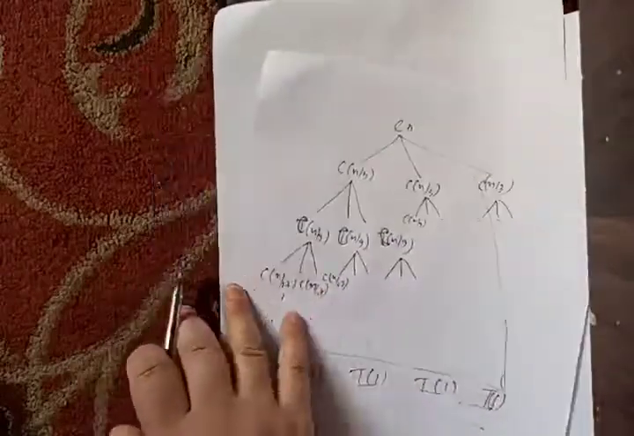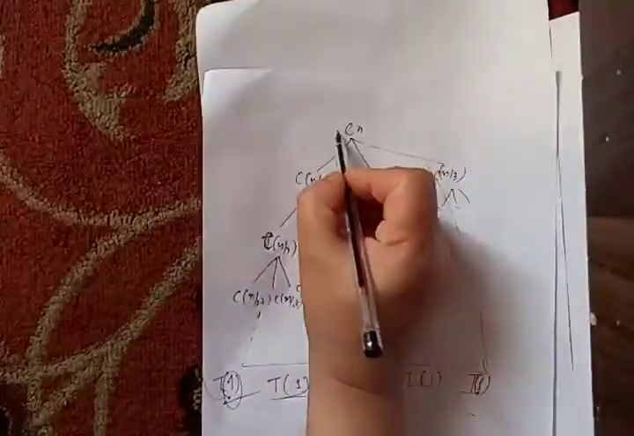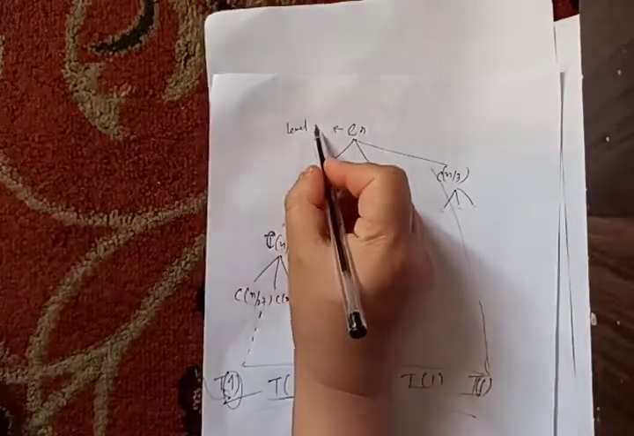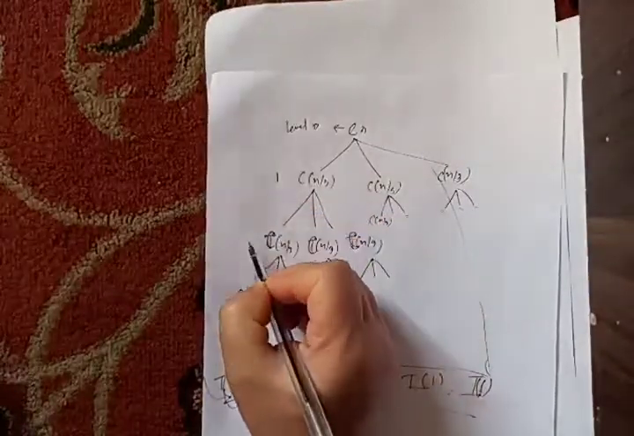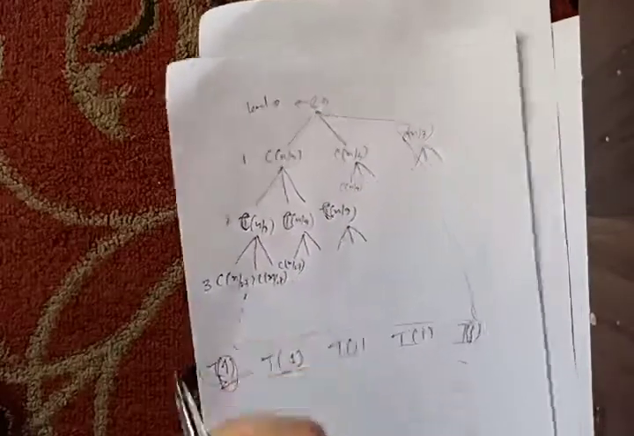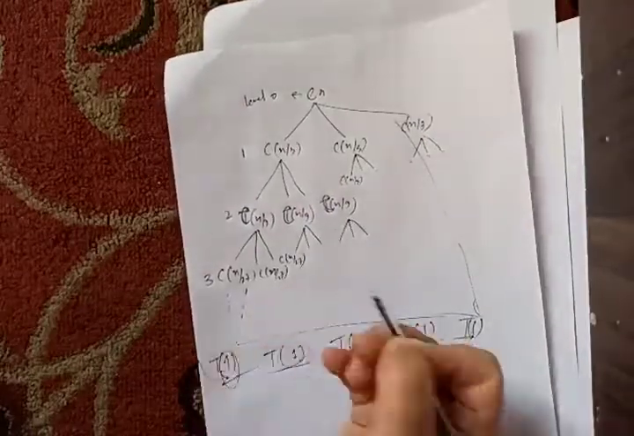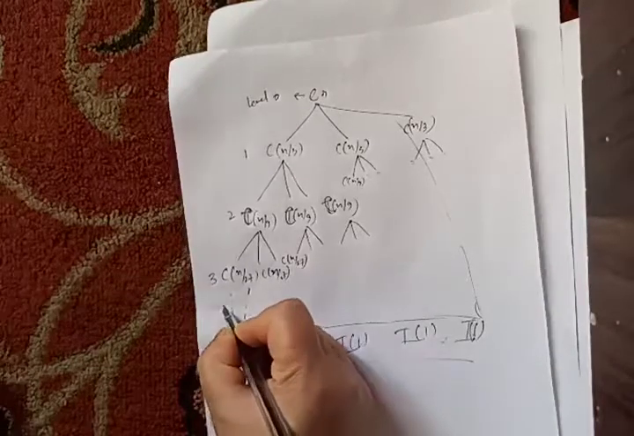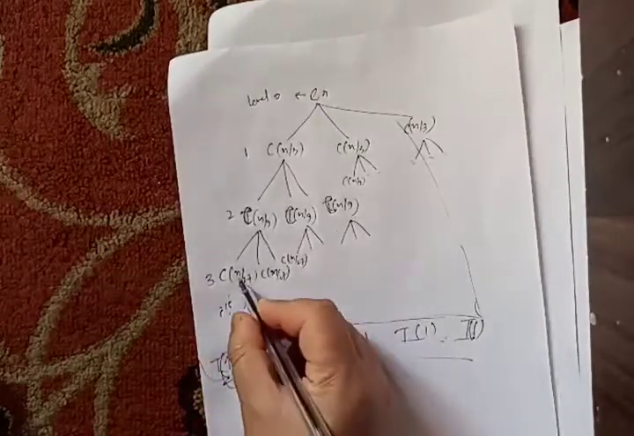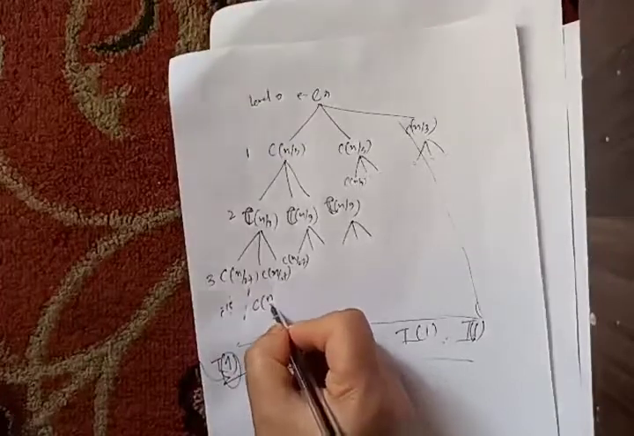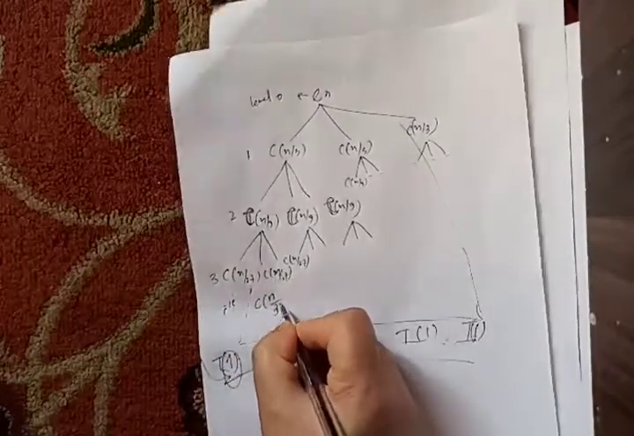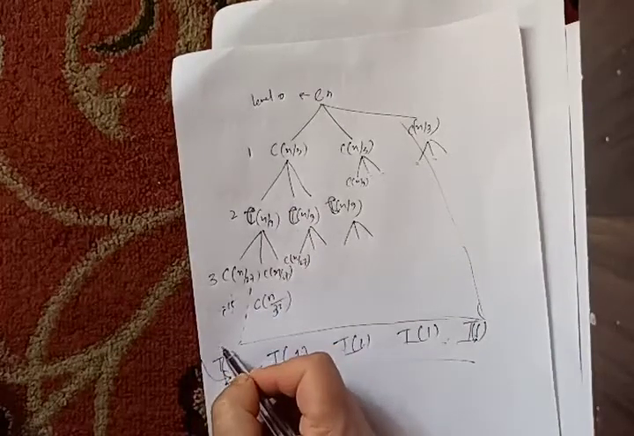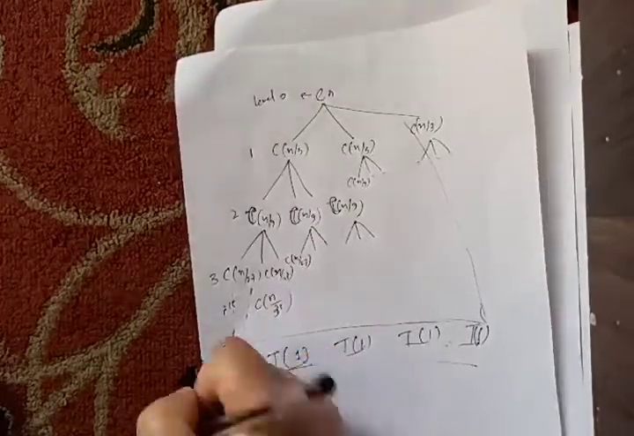So always remember, this is what we call a level. This is level 0, this is level 1, this is level 2, this is level 3, and similarly somewhere we would have the ith level. At the ith level, this will be c n divided by 3 raised to the power i, because you can see it over here. And similarly we would have the hth level.